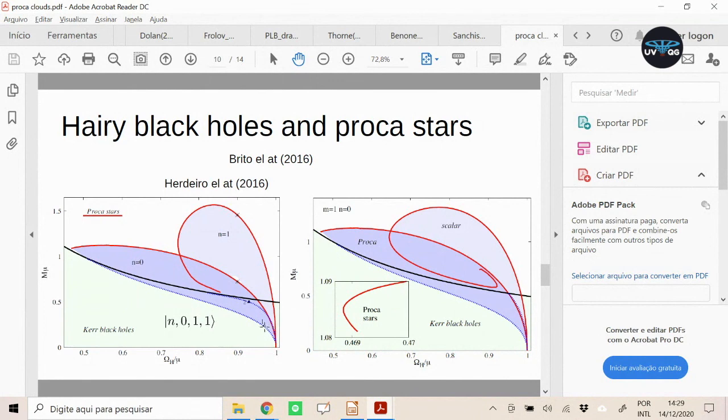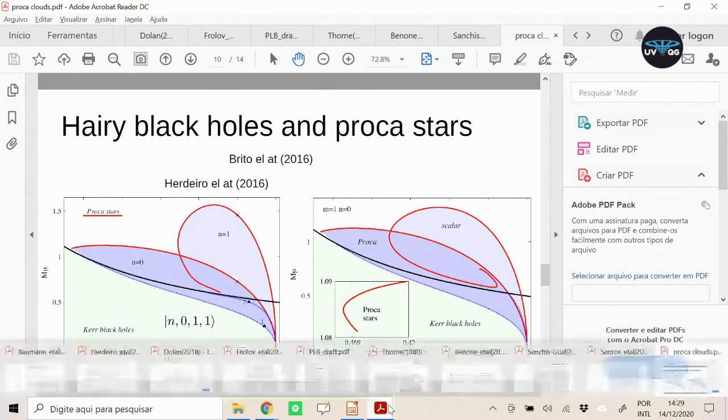So if we take a point that's marked 1 in here, we are taking a point where most of the mass of the hairy black hole is inside the horizon. But if we take a point here that's closer to this red line, then most of the mass is in the cloud. Okay, so the cloud can be even more massive than the black hole. So you can have more mass in the cloud than in the black hole. Yes. Okay, very good.